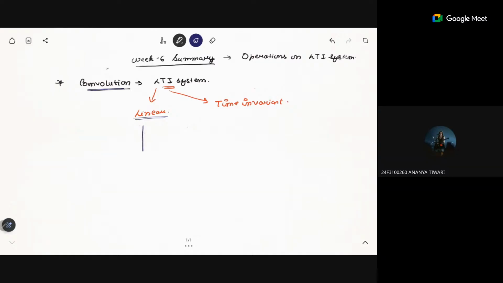So let me explain that in detail. Linearity holds two properties. One is superposition and the other is homogeneity. Superposition you can say is additivity, and homogeneity you can explain in terms of multiplicativity.